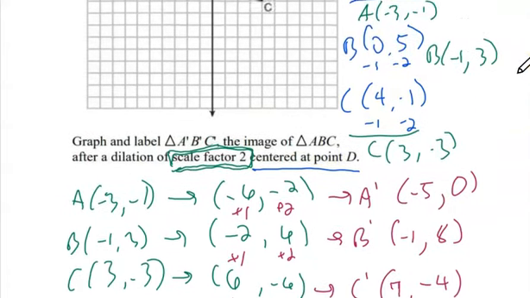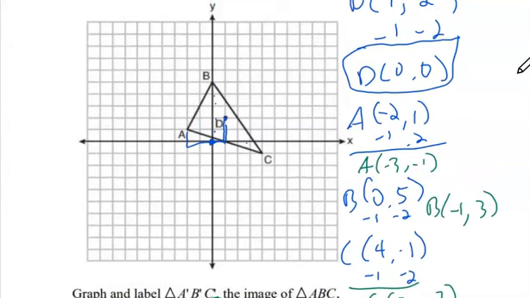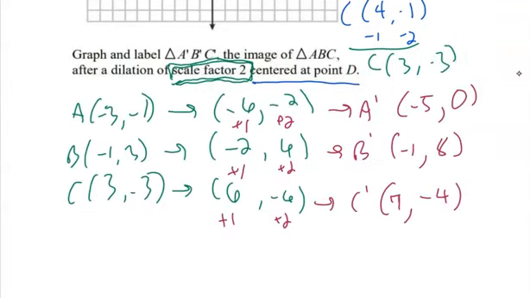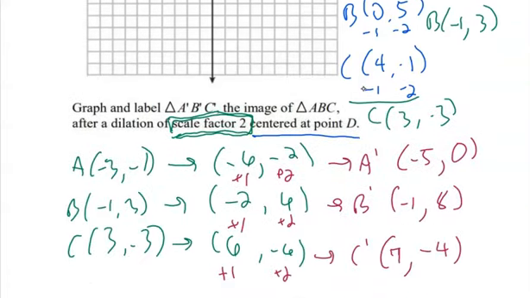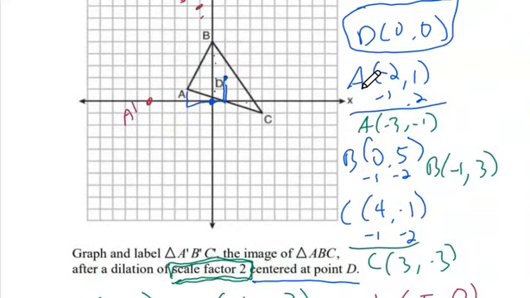So if I check that out, A prime is at (-5, 0). So that means start at the origin, go over 1, 2, 3, 4, 5, 0. This is A prime. B prime should be at (-1, 8): 1, 2, 3, 4, 5, 6, 7, 8. This would be B prime. And C prime is at (7, -4). This would be C prime.